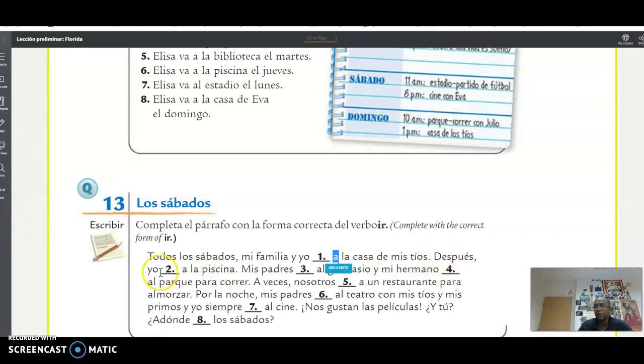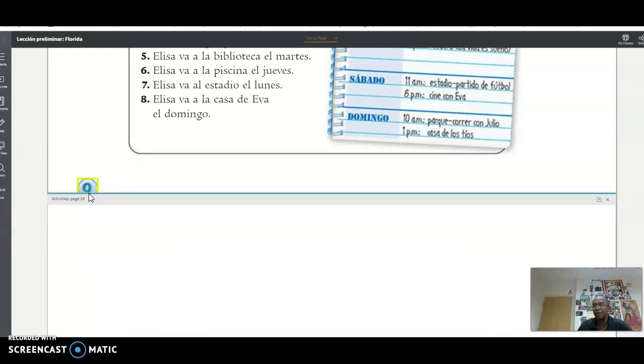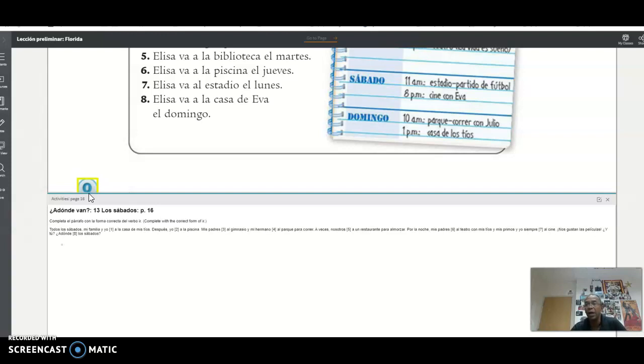Después, yo a la piscina. That's easy, right? What is the correct form of the verb ir in the yo form? You have this. Correct. Yo voy a la piscina. So you got the idea, right? So what you do here, you actually have to type the entire paragraph. I expect you to do that.